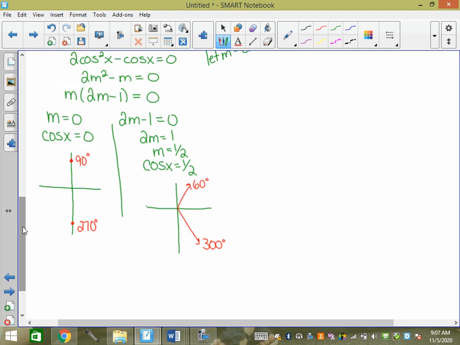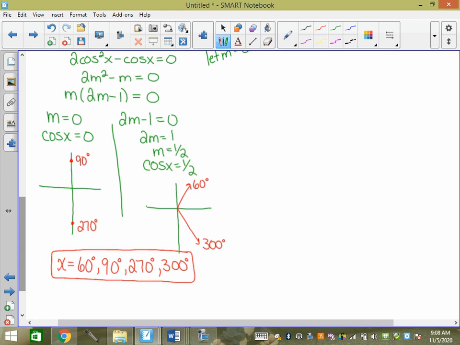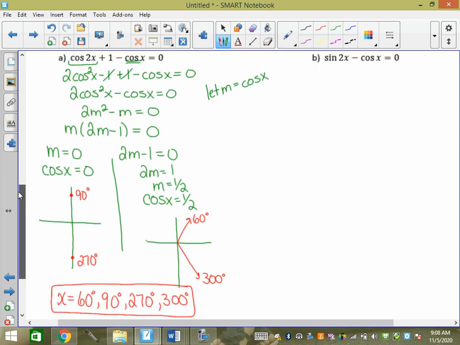So x equals 60. This is a habit I have. I like writing them in order. It's not required. It's just my thing. 60, then 90, and it bothers me when I don't. 270, 300.